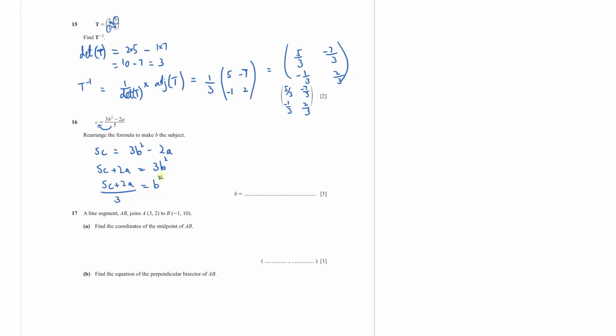Now I will take this square to the other side. That will become square root. So b will be equal to square root of this fraction here. So remember, everything will be under the square root: 5c plus 2a over 3. So b is square root of 5c plus 2a over 3.